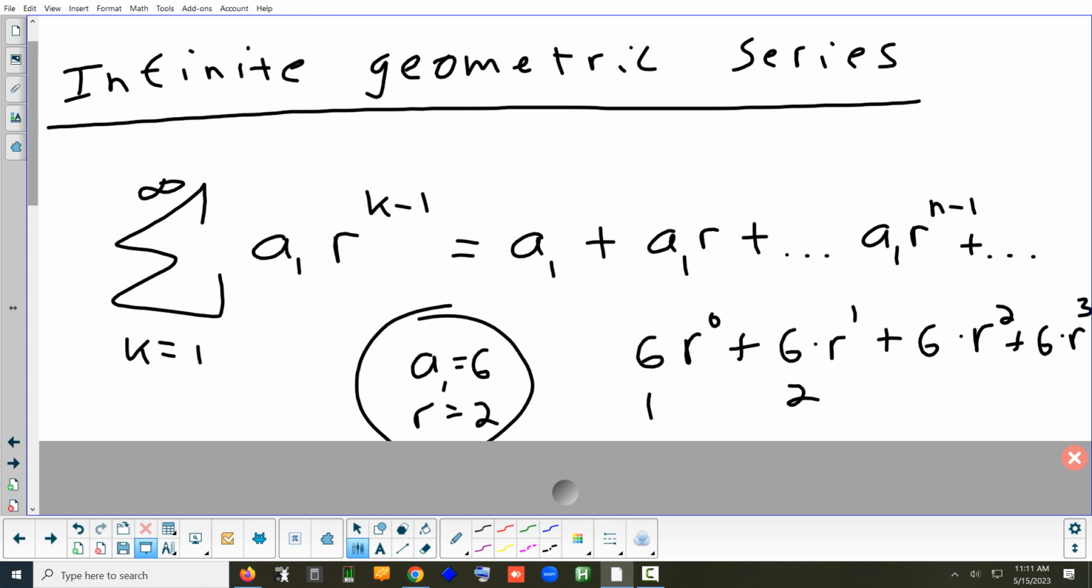Notice, if this is your position number, how does the position number compare to the exponent on r? One higher. Yeah, the position number is 1 higher. You could say the exponent is 1 lower. That's why that has an n minus 1 there. Because the position that you're at is always 1 higher than that exponent, because you don't have an r at all on the first one. So that's where that n minus 1 comes from.